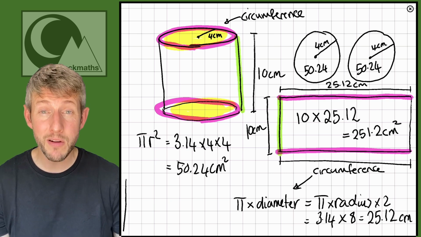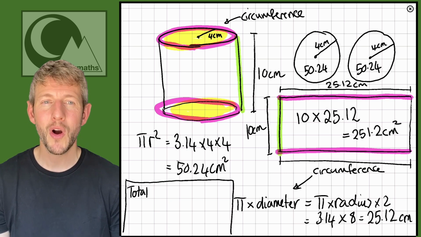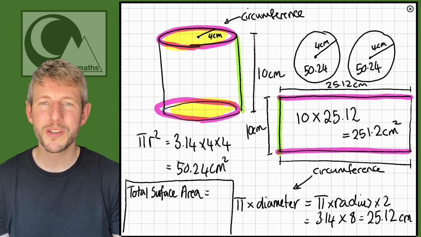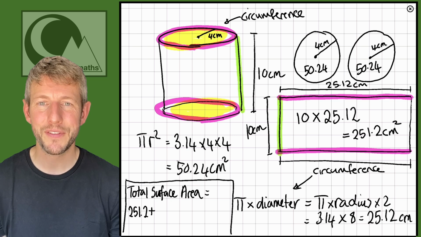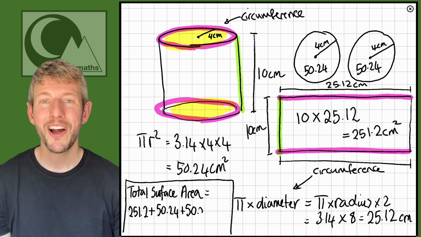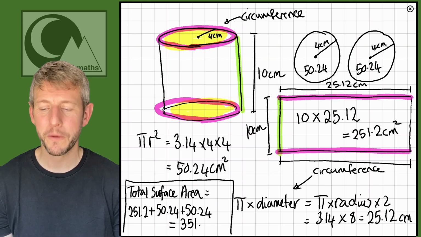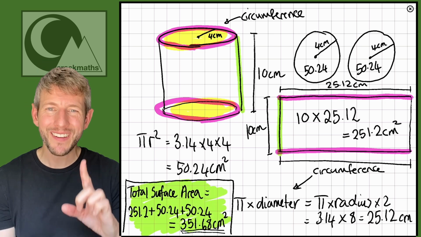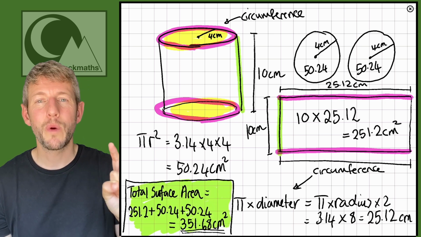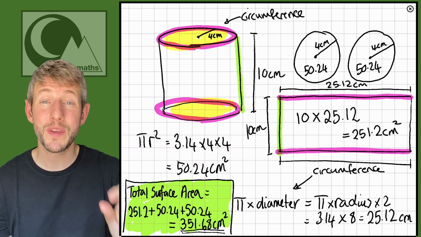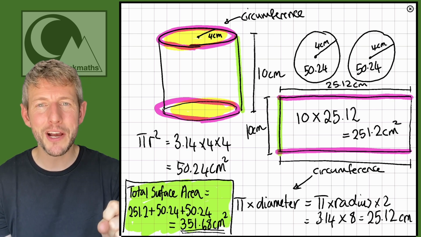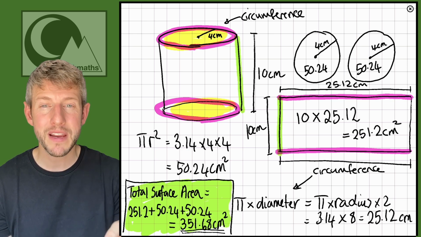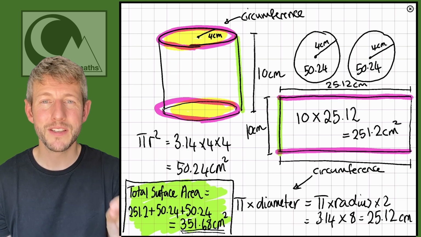So now to get the total surface area of this shape, what we've got to do is add these three things together. So 251.2, add 50.24, add 50.24. Let's work that out. Okay, and that gives us 351.68 centimeters squared. Now remember, even though it's a 3D object, we have found out the surface area. So this is still an area, so the answer is still in squares. So this is 351 centimeters squared.